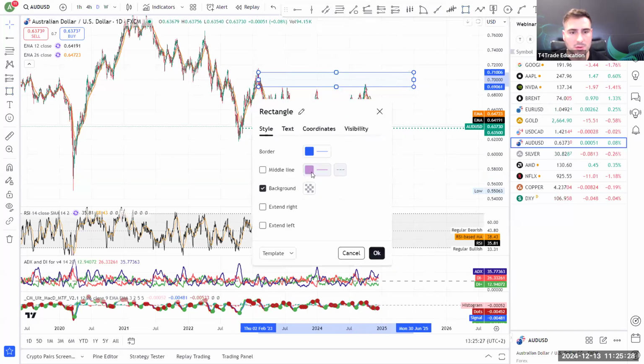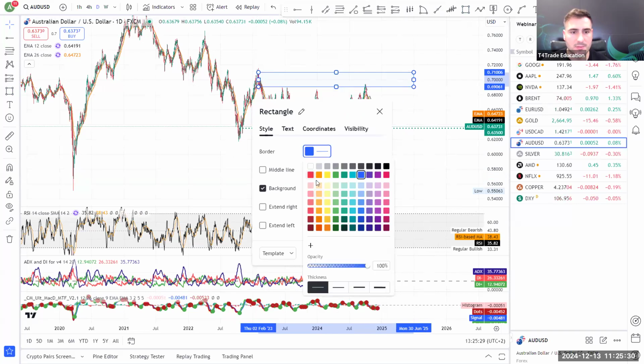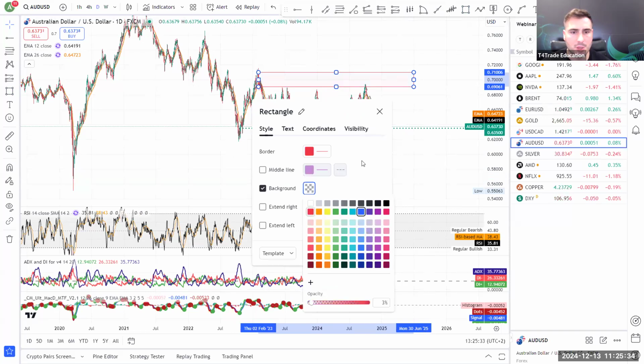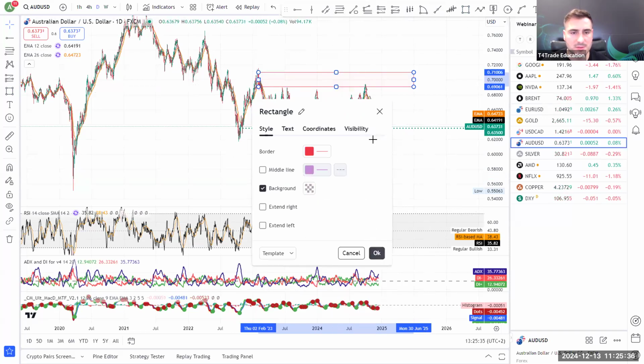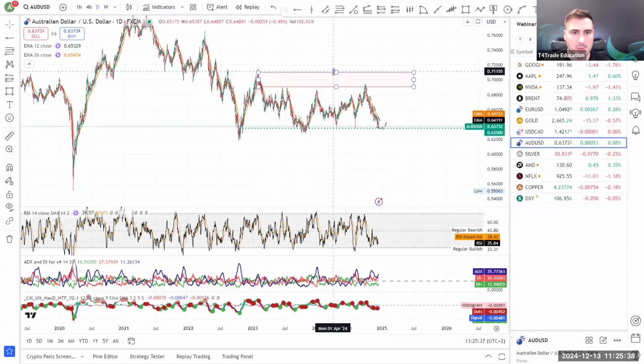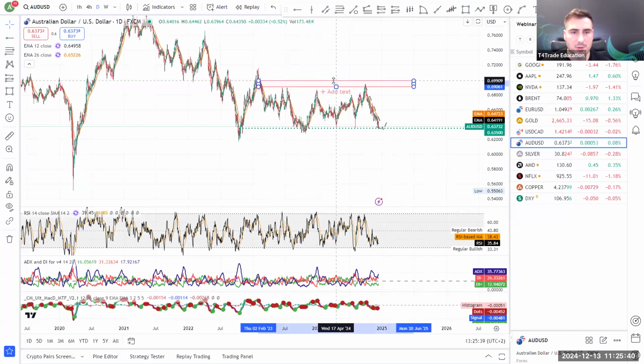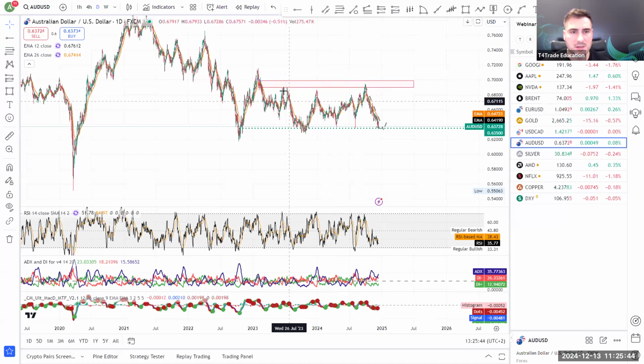And we can use this as an area, I know it's a large area, but we can use it as a possible resistance. Okay, maybe I do it like this. But you get the point. Price action is failing to break above this kind of level.